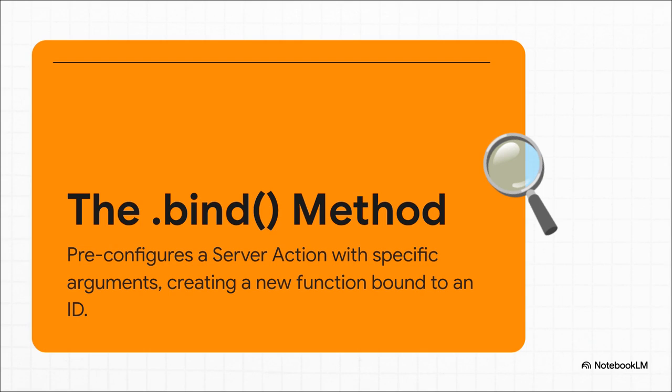Okay, now for deleting. This is where we see a really slick feature. Instead of messing around with hidden form fields to pass an ID, you can use JavaScript's native .bind method right on your server action. So deleteInvoice.bind(null, id) creates a brand new function that's already preloaded with that specific invoice ID. It's cleaner, it's more declarative, and it's definitely more secure.